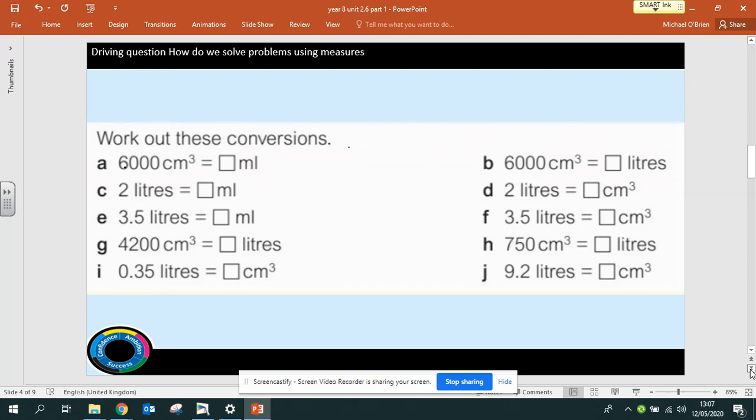Okay, question A. 6,000 cubic centimeters is 6,000 milliliters. 6,000 cubic centimeters is the same as 6 liters, because obviously there's 1,000 milliliters in a liter. 2 liters is obviously 2 times 1,000, which is 2,000 milliliters, and 2 liters is 2,000 cubic centimeters. 3.5 liters is 3,500 milliliters, and 3.5 liters is 3,500 cubic centimeters.